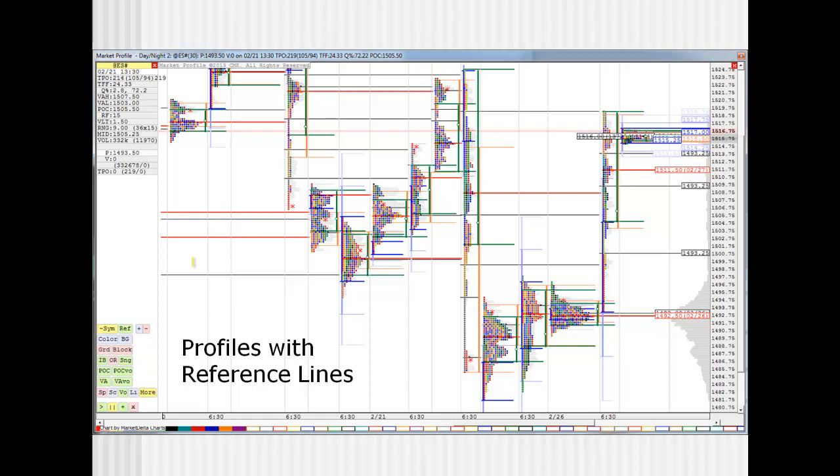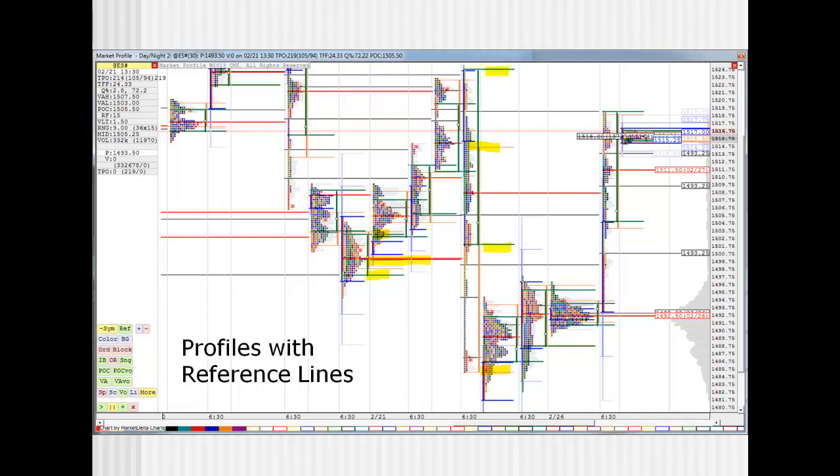Now, in addition to the initial balances on this chart, we have a whole bunch of other lines. Of course, you recognize the value area low, value area high. You also notice the volume points of control. You also notice the value area low and value area high that are based on volume versus the ones that are actually based on time activity. So we really have a hodgepodge of different reference lines.